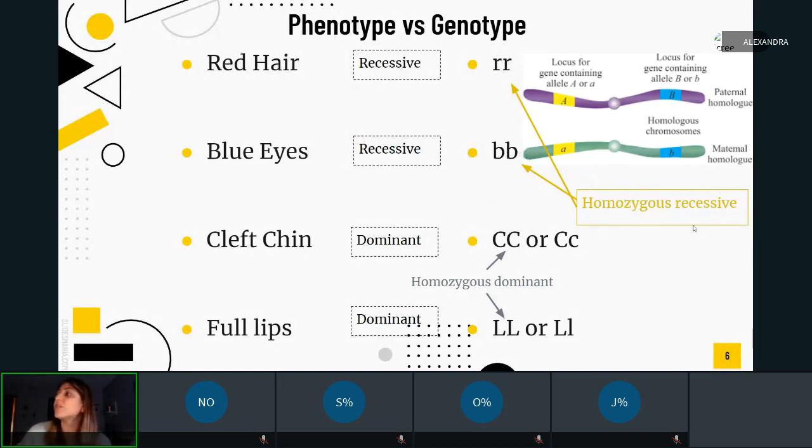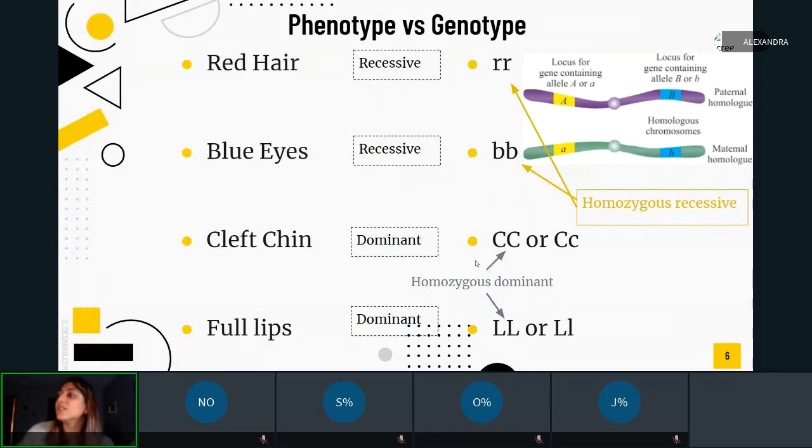How you differentiate between the two is that homozygous recessive means it's going to be two recessive alleles, and we use the lowercase letters to represent that. Homozygous dominant is when you're going to see two big letters or two dominant alleles. Then we need to use recessive and dominant to describe what it's the same as.